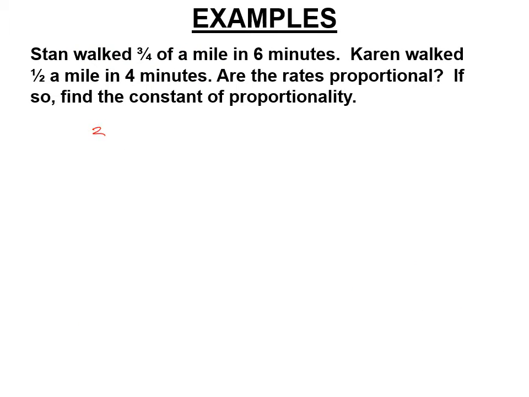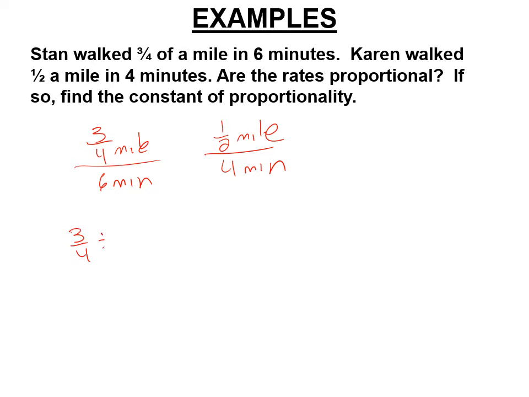Stan walked 3/4 of a mile in 6 minutes, and Karen walked half a mile in 4 minutes. Are the rates proportional? If so, find the constant of proportionality. All right, so we have to do both sides. So we have to do 3/4 divided by 6, which is 3/4 times 1/6. 3 goes into 6 twice. On this side, I am getting 1/8. On this side, 1/2 divided by 4 is 1/2 times 1/4, also 1/8.